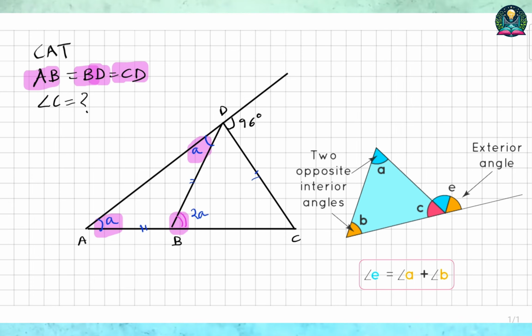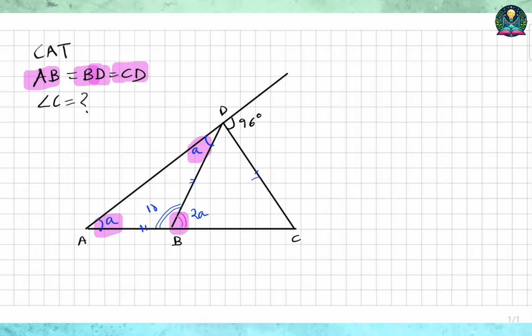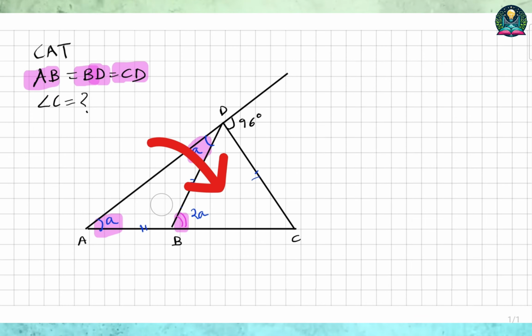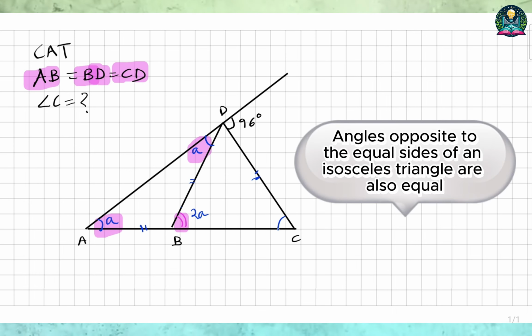But even if we don't think in terms of exterior angle, we know that for triangle ABD, this angle would be 180 minus 2A. So obviously the other angle, angle DBC, would be 2A. Now for the other triangle, triangle DBC, we already know that lines DB and DC sides are equal. So we can go ahead and mark this angle C as 2A.